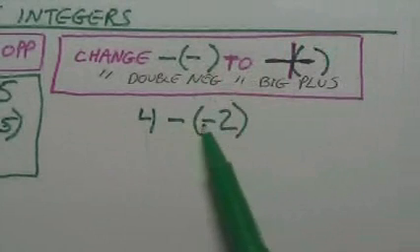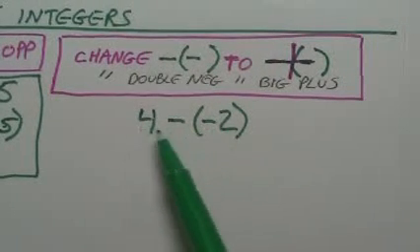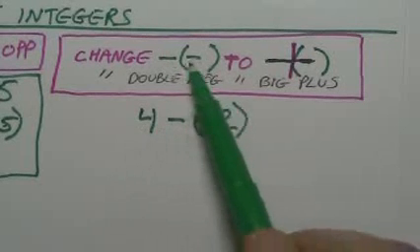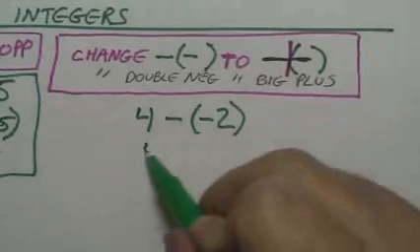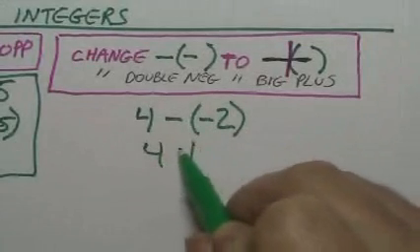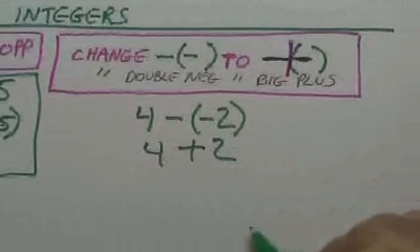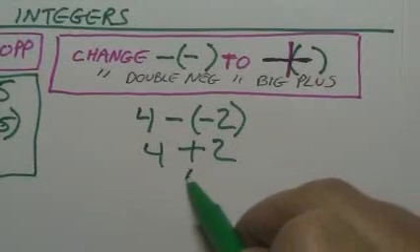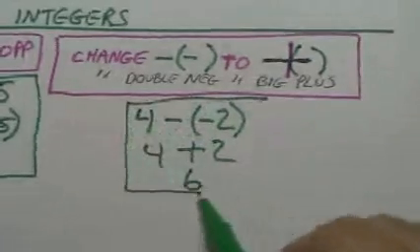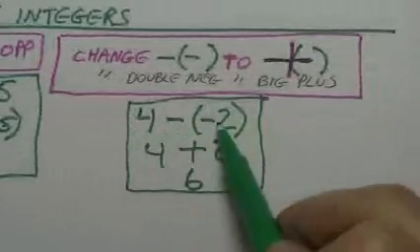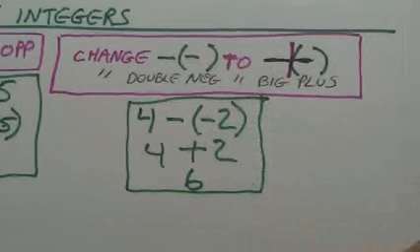Hey, when you see a double negative, this is what I like to call a double negative. This means to subtract a negative. Change it to a big plus. So really what we have is 4, this is a big plus, 2. 4 plus 2. And we all know 4 plus 2 is 6. So when you have a double negative, change it to a big plus.